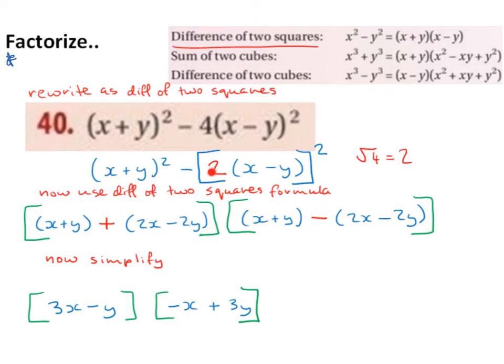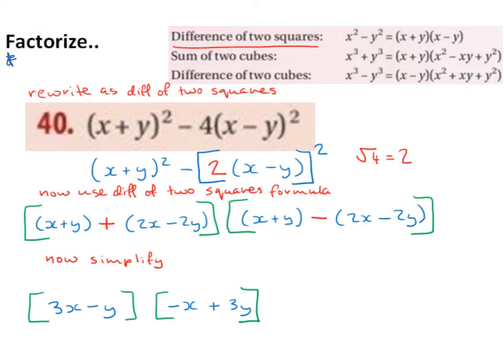And then the square root of (2(x − y))² is just going to be 2x − 2y. So 2x − 2y in the back of the first bracket and 2x − 2y in the back of the second bracket. Now all we have to do is simplify.